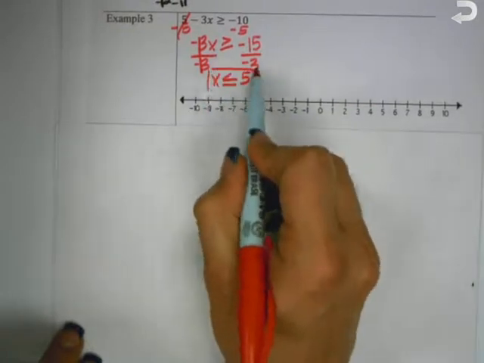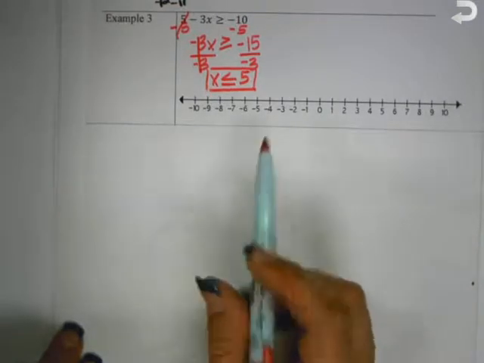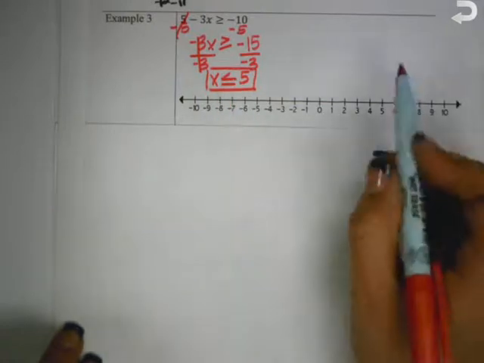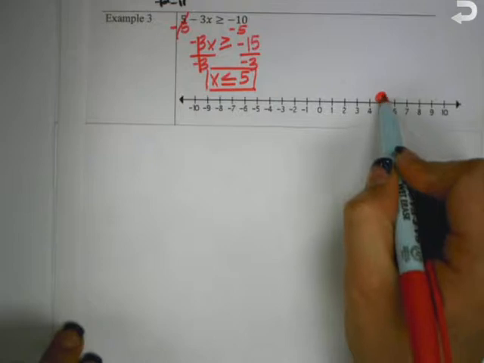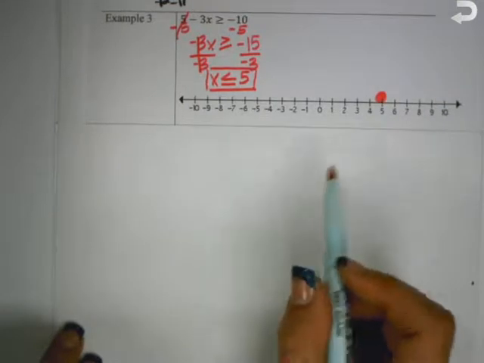So is this a solid dot or an open dot? Solid at +5. And it's less than or equal to, so do I go to the left or to the right? To the left. And that's my answer.